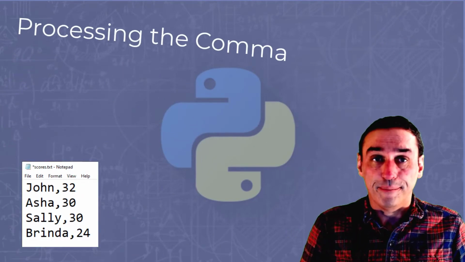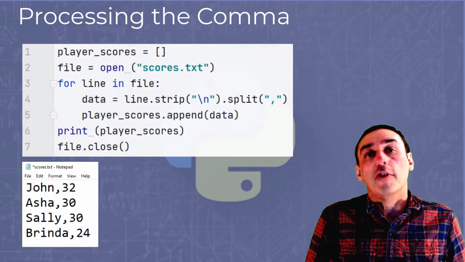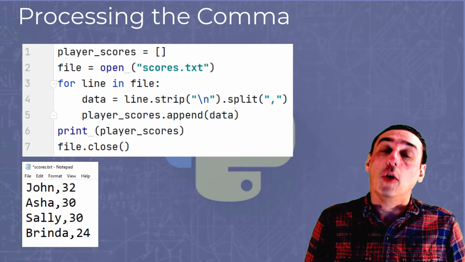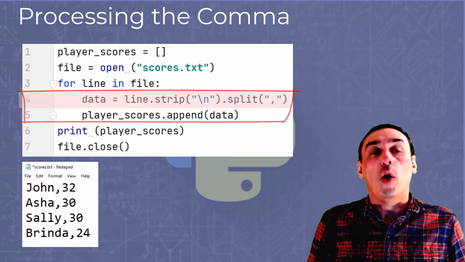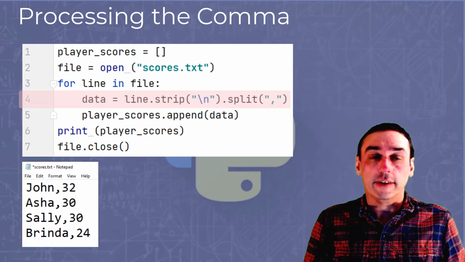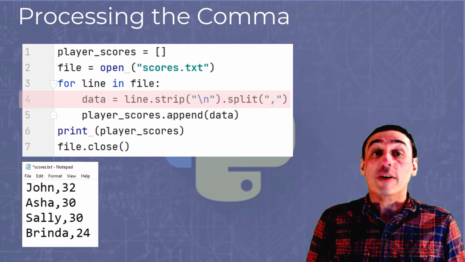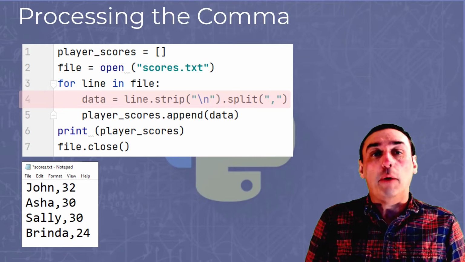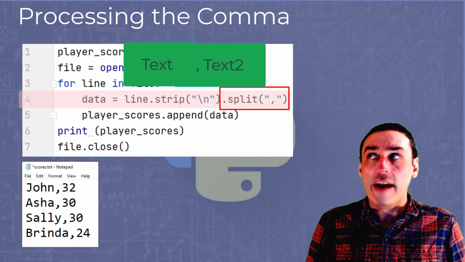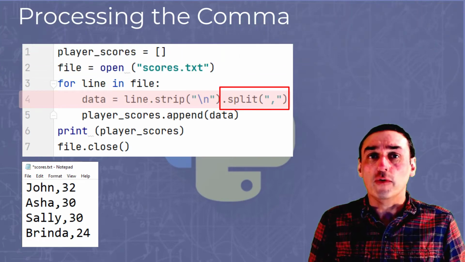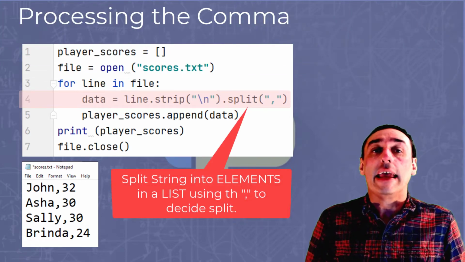Processing the comma. So we're going to take the program we had before and make slight alterations to lines 4 and 5. So we take line 4, we create a label called data, we read the line and we strip out the carriage return, and we add this special command called .split, which will take the string, and where it finds the comma, it will remove that item and put it into a list.